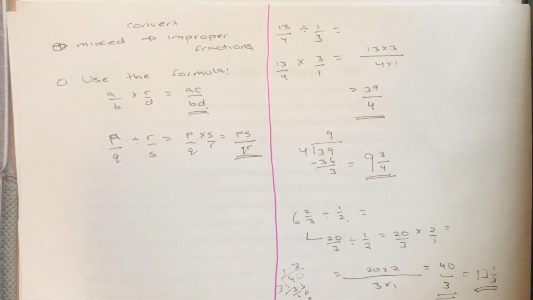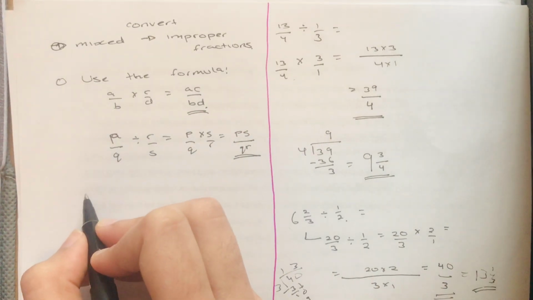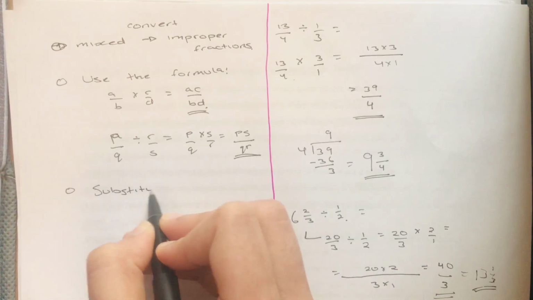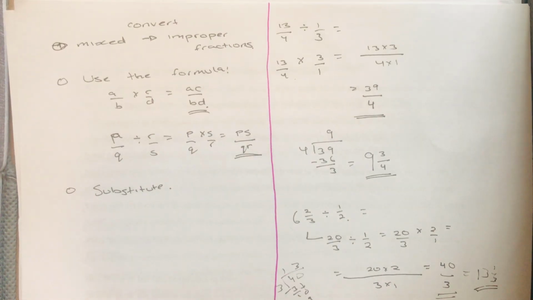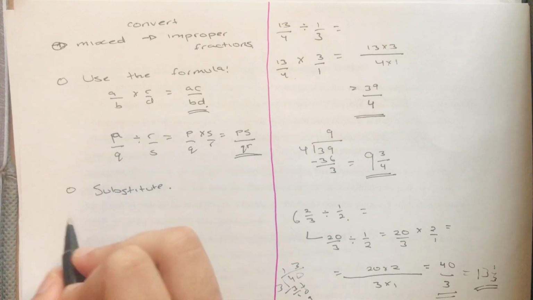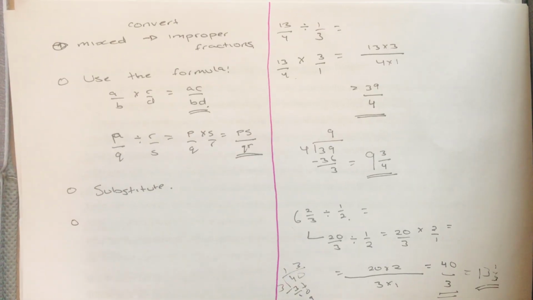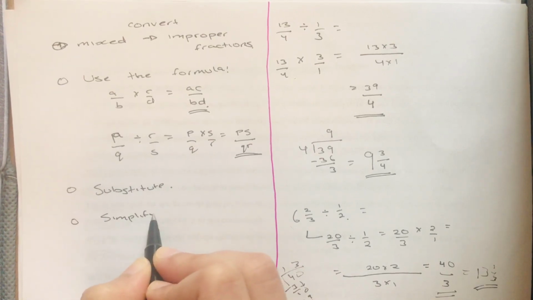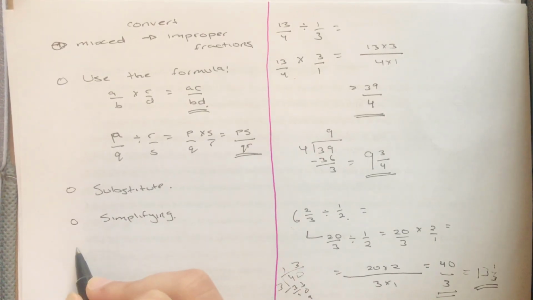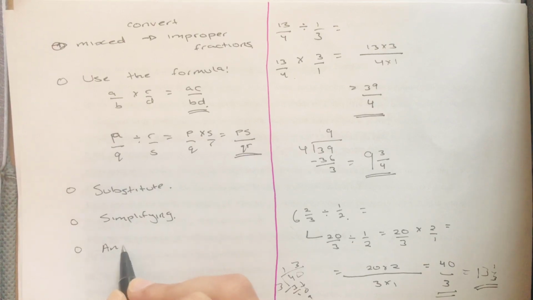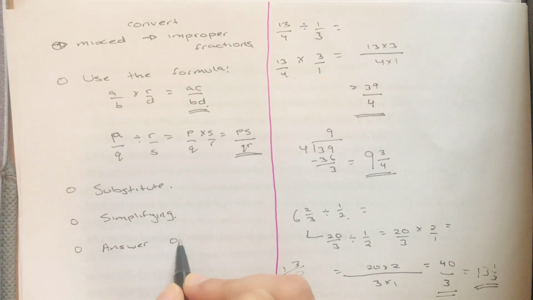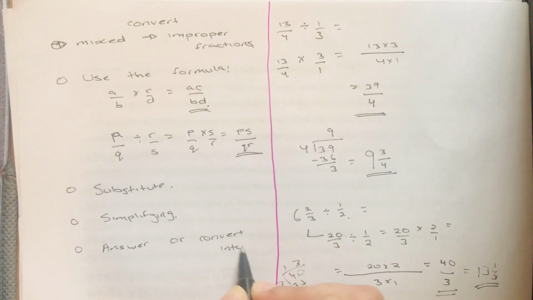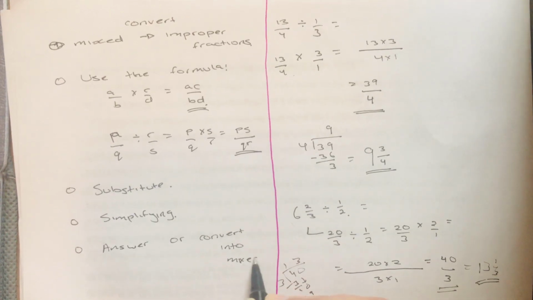Okay, substitute with the numbers you have. Okay, after you've substituted, go on by simplifying and you'll have your answer. You can either leave your answer the way it is or convert into a mixed fraction. That's your choice or the instructor's choice.